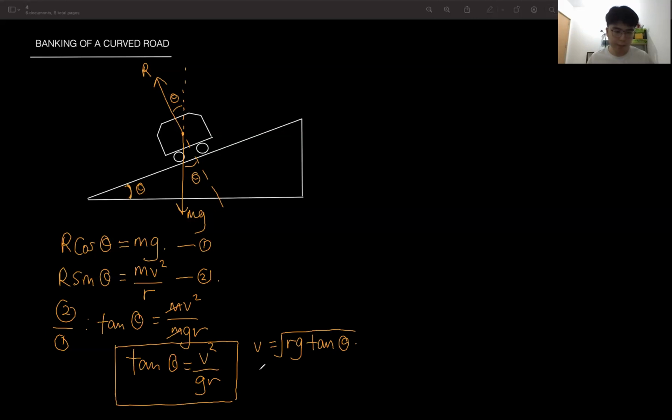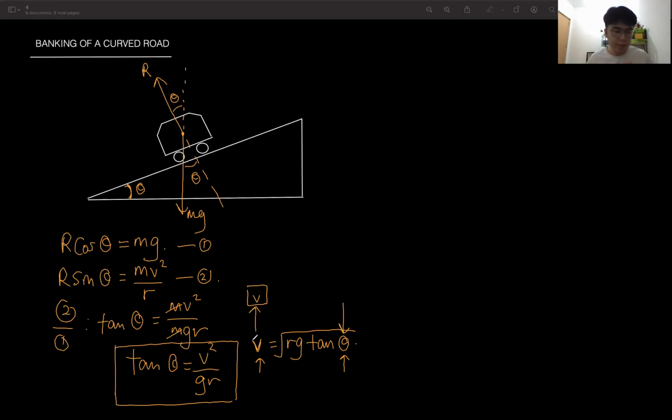Okay, so what is this? What does this tell us? Depending on the banking angle, given the angle here, it is expected for the driver to travel at this average speed. Based on whatever angle you put in here, you calculate the speed v. This speed is the correct speed for the driver to travel at to produce no friction at the tire. So if the driver moves at this speed, there will be no friction acting at the tire.